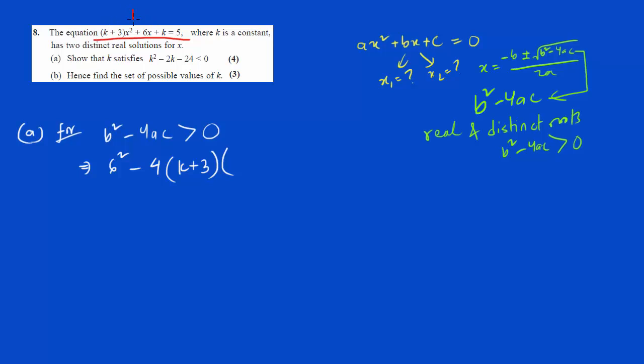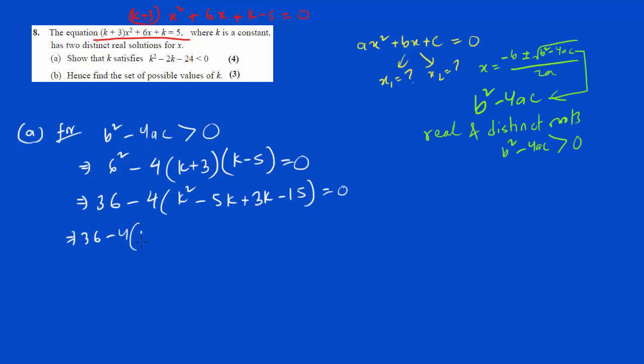So it should be k plus 3 times x squared, that's ax squared, plus 6x, that's bx, plus k minus 5 equals 0. It has to be in this format, otherwise we will not know what the value of c is. So c is k minus 5. Now let's simplify this. 6 squared is 36 minus 4. Now let's multiply k plus 3 with k minus 5. k into k is k squared, minus k into 5 is 5k, plus 3 into k is 3k, minus 3 fives are 15.